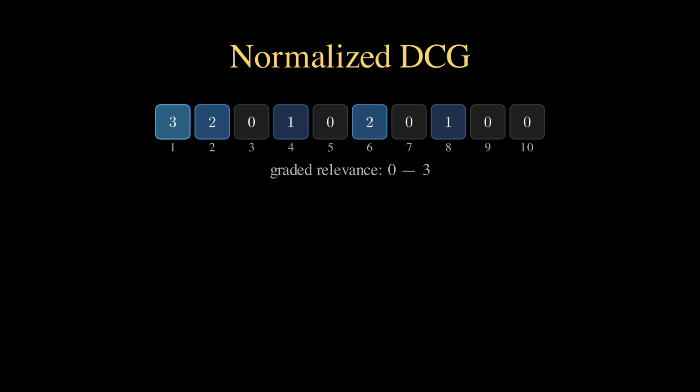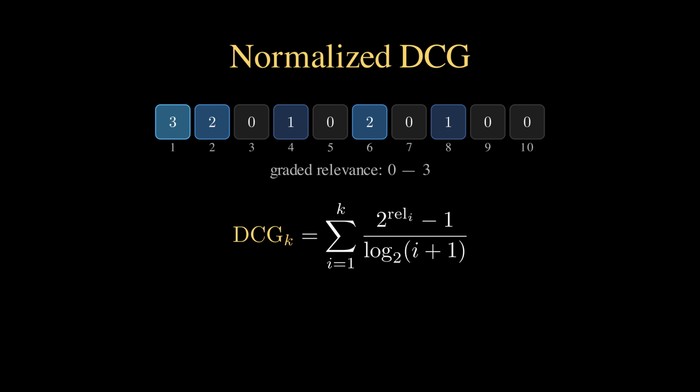But real relevance isn't usually binary. Songs you love, songs you tolerate, songs you skip, those are different grades, not just yes or no. Discounted cumulative gain works on graded ratings. Each item contributes its gain, divided by the logarithm of its position. The log is what creates the discount. Position 1 is worth the full gain, position 10 is worth less than a third.